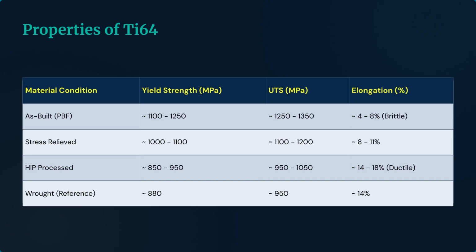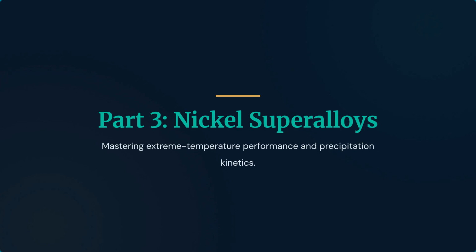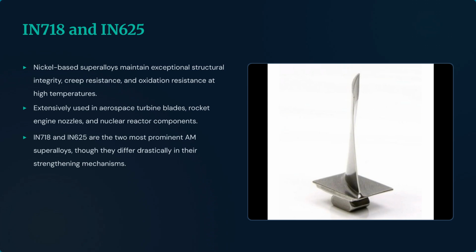states against raw references. Now we transition to Part 3 of the video, where we will explore nickel superalloys, focusing on their extreme temperature performance and precipitation kinetics. Inconel 718 and 625 are the most prominent superalloys in additive manufacturing. They are prized for maintaining integrity under high heat in aerospace and nuclear applications.